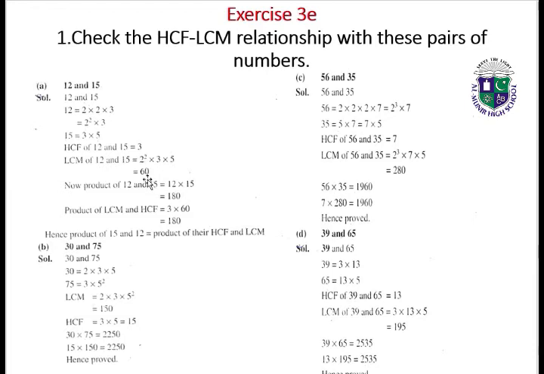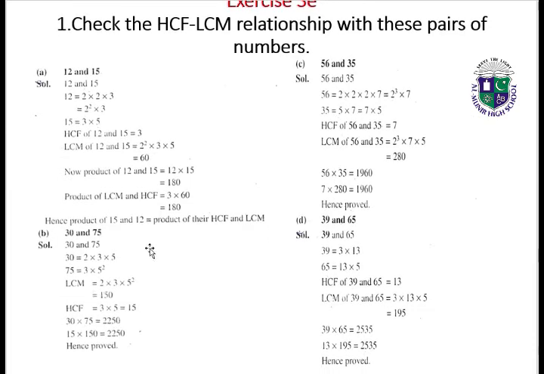That is 60. Now the product of 12 and 15 equals 12 multiplied by 15, which equals 180. Product of HCF and LCM: 3 multiplied by 60 equals 180. Hence the product of 15 and 12 equals the product of their HCF and LCM, proved. Part B: 30 and 75.